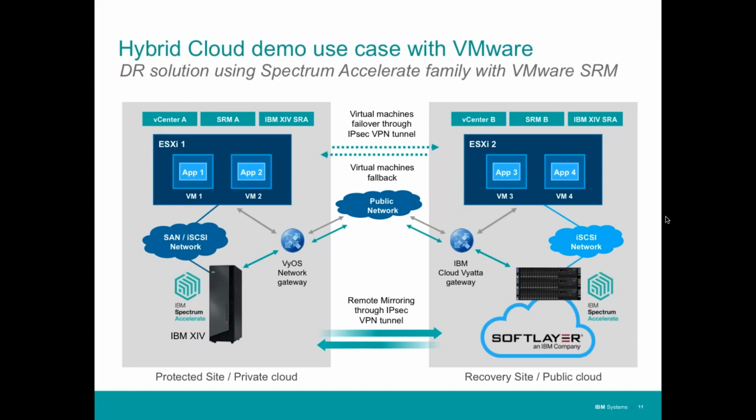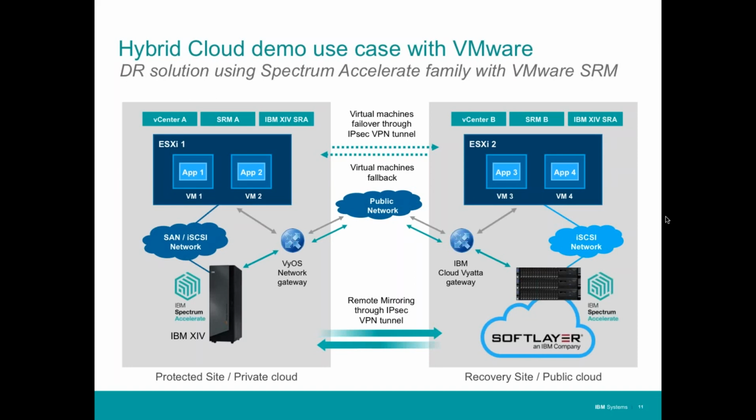On the right-hand side, you have an instance of Spectrum Accelerate running in the cloud, in this case IBM SoftLayer. So you have Spectrum Accelerate both on-premise and off-premise. What we're trying to implement here is a disaster recovery solution with VMware's Site Recovery Manager, SRM. It's pretty simple. SRM is what manages the failover and failback of the applications. So when you have one data center going down, and it's not able to access the data, it detects that and does an automatic failover to the alternate storage.